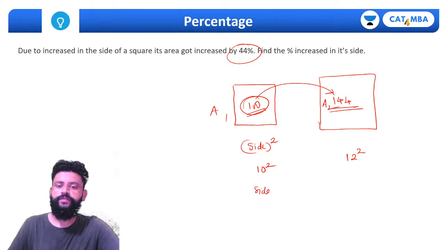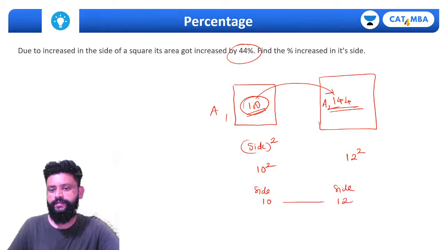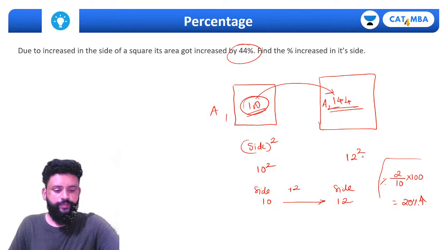so if the side is 10, then the other side is 12. That is an increase by 2, compared to 10. So this will be a 20% increase. Is it right? Have you understood this part? Was that easy?